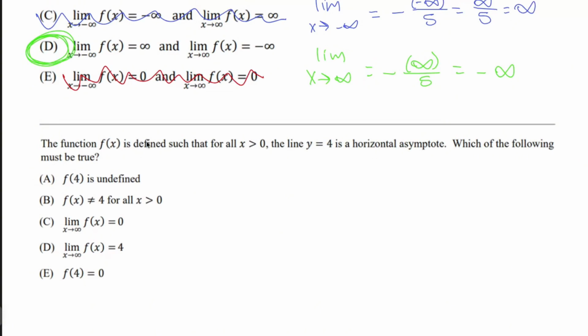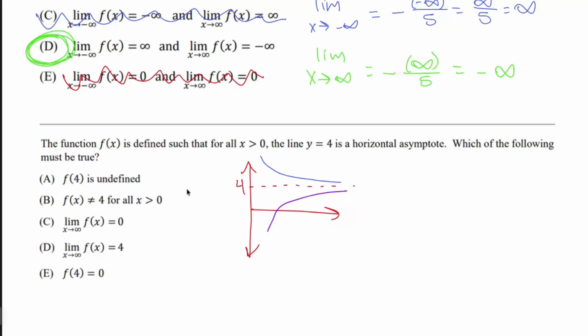The function f of x is defined such that for all x greater than 0, the line y equals 4 is a horizontal asymptote. This is all we know. So I don't know what this looks like. It could look like this in blue, or in purple, or if you're colorblind, in gray. But either way, that's all I know. What this means is, which of the following must be true?